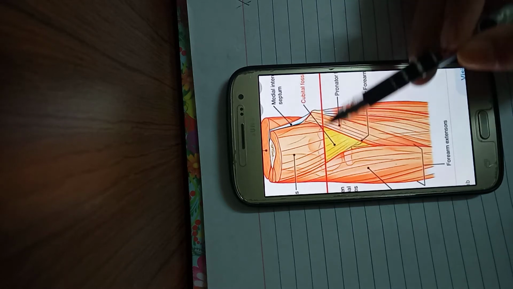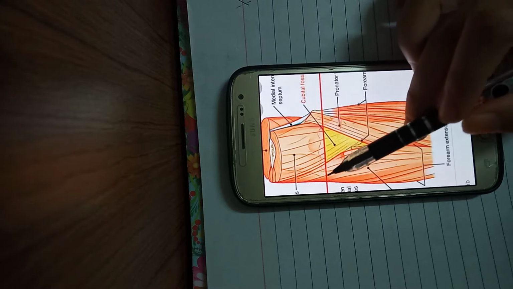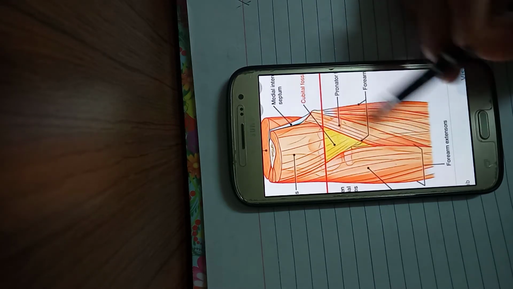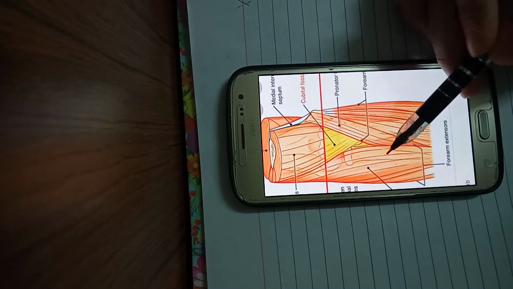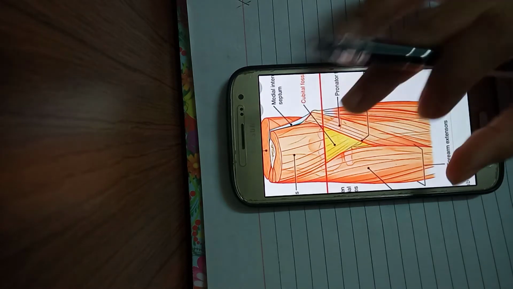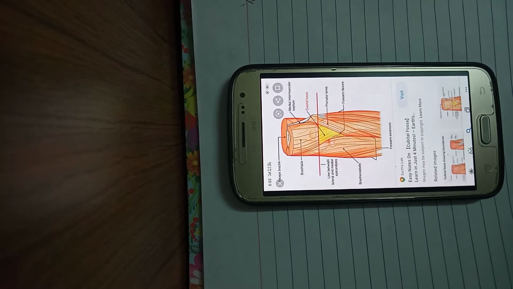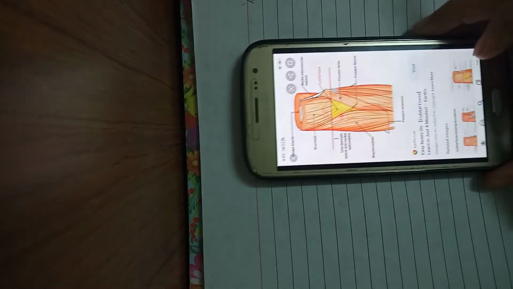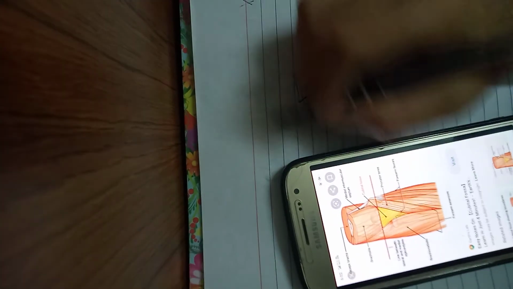This is the base. The base is formed by an imaginary line passing between the medial and the lateral epicondyle. The apex is formed by the crossing of the pronator teres and the brachioradialis muscle. Okay, so now we know about its location, features and boundaries. Coming to the roof and the floor. In the roof, in the most superficial part, we have the skin.